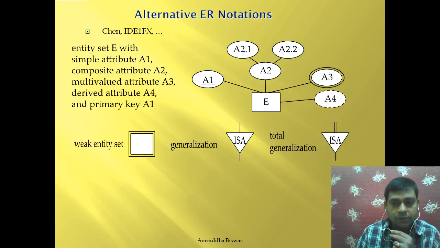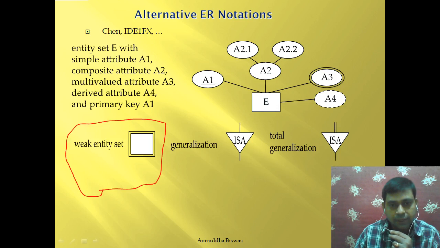Now alternative ER notations, here we can see different types of ER notation is there. For weak entity set, this is the representation of weak entity, double rectangle. This is the generalization, this is total generalization, where you can see double line is there, and this is A1 is a primary key, simple attribute. A2 is a composite attribute because this attribute again further has a set of attributes, sub attributes. So A2 is a composite attribute. A3 is a multi-valued attribute, double ellipse. A4 is derived attribute that we already discussed previously.